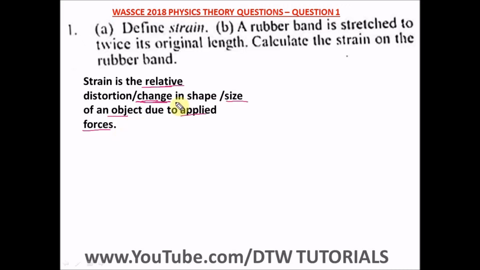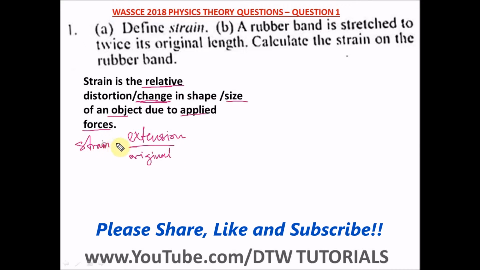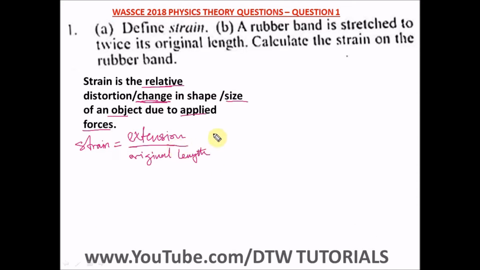And definitely I hope you know the formula for strain. Strain is the ratio of your extension over your what? Original length. That's the formula for strain, and it has no units. So the formula for strain is equal to extension over original length, and it has no unit.